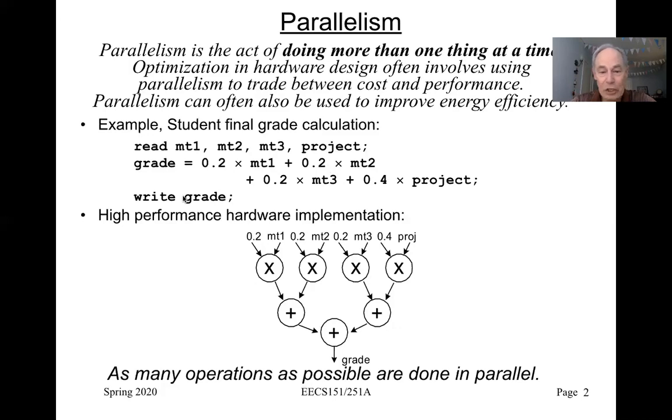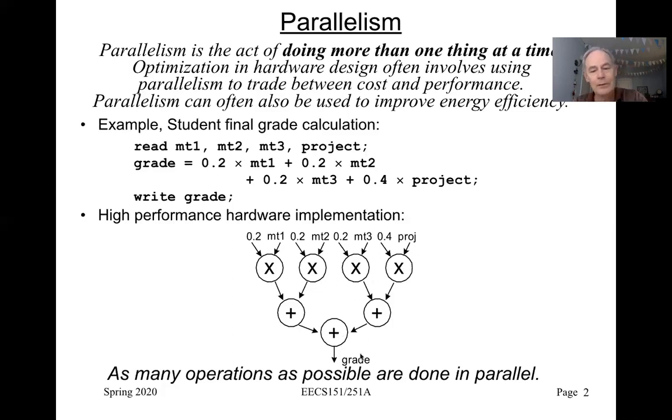Something you'd probably do in a program, but if you wanted a high performance hardware implementation of this, you can look at the operations that are needed here. We need 3 multipliers, and we need 3 adders. There's 3 plus signs here, and we could implement this computation directly in hardware. We'd use 4 multipliers and 3 adders. You can do the 0.2 times each midterm grade and the 0.4 times the project grade all in parallel. Then those values would pass on to the adders, we get partial results on these arcs here, and then it goes into a final adder, and we get the final grade that way.